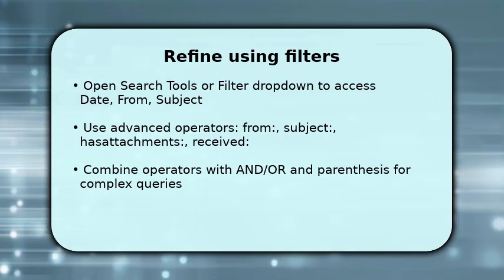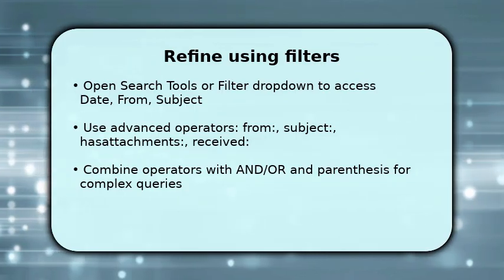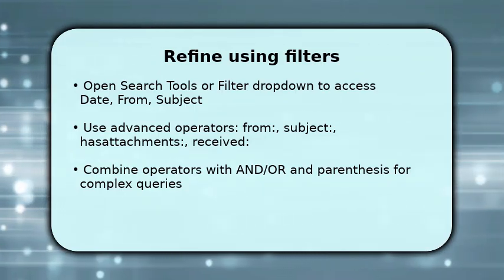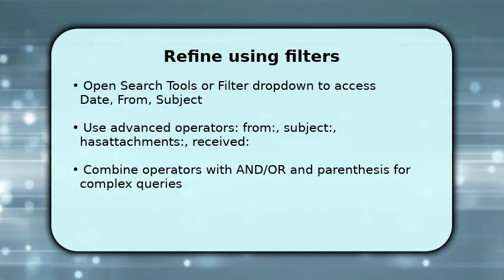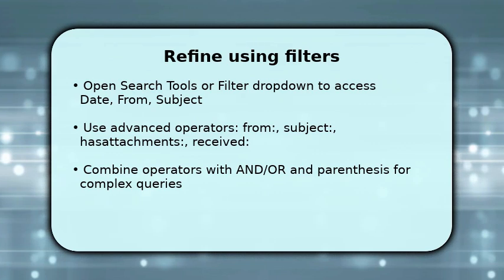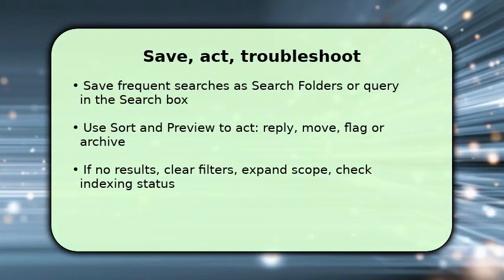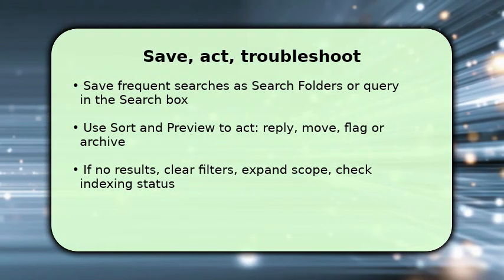If you want a narrow time window, add received:>=2024-01-01. These middle steps turn a broad hit. You finish by saving the query or creating a search folder for repeat use. This automates future lookups. Then sort results and use preview to reply, move, flag, or archive the messages you need.